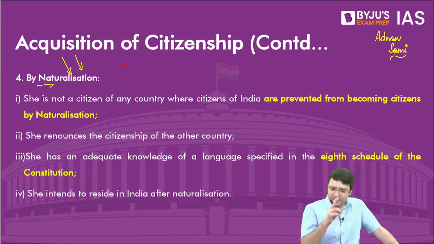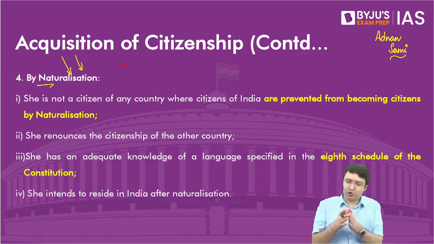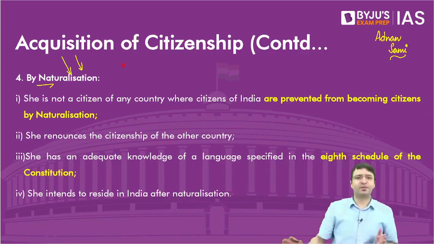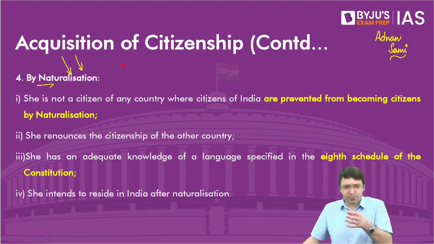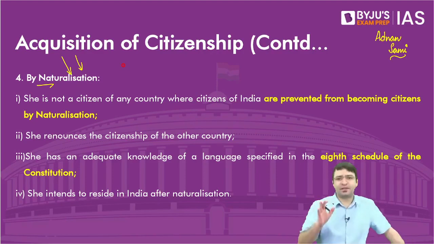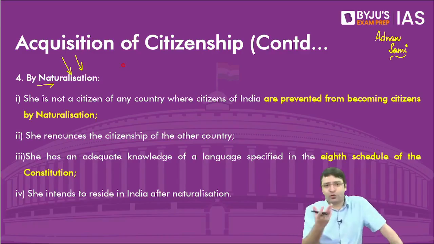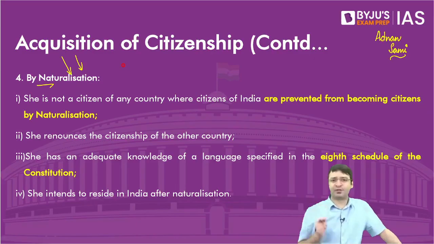Number one. Second condition, you should also give up your previous citizenship. If you are from Bulgaria, China, or Pakistan, for example, and you want to become an Indian citizen through naturalization, you have to give up your previous citizenship as well. Why? Because we do not recognize dual citizenship. That means you cannot be a citizen of India as well as any other country at the same time. You have to give up your citizenship.